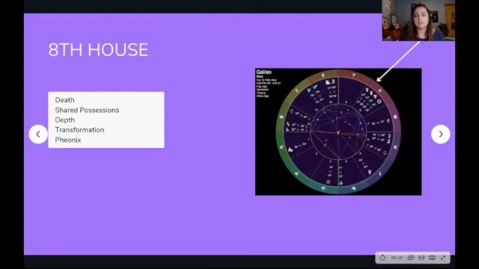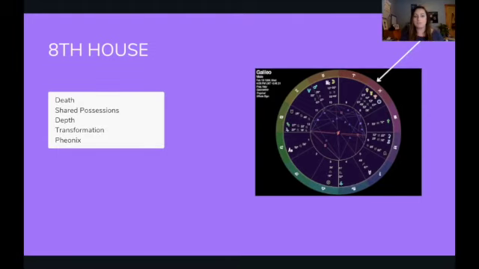Now, the eighth house is considered the house of death, which I know can sound very scary. Death doesn't necessarily mean that someone dies, although it could. So if you have a planet in the eighth house, don't say, oh my God, I'm going to die. That's not what it means. It can talk about your relationship with death, or also the fact that in order for something new to begin, there always has to be a death.